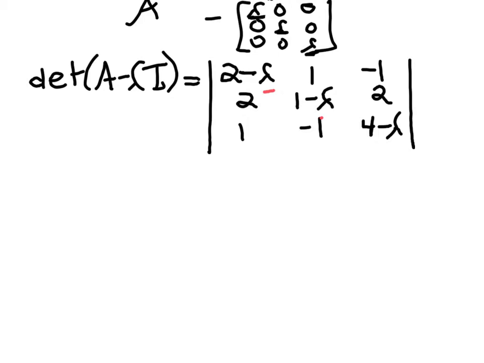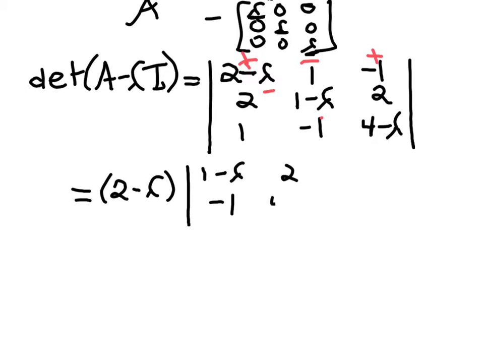If you can pick a row or a column that has a 0, then that's always nice, but this one doesn't have any of those. So I'm just going to expand along the first row, because that tends to be what's just most natural. Don't forget to alternate signs, so that's what I've written there along the top as we do this. So this is equal to positive 2 minus lambda times the determinant of the 2 by 2 when we delete this column and this row, so times this determinant of that 2 by 2. So 1 minus lambda and -1, 2, and 4 minus lambda.